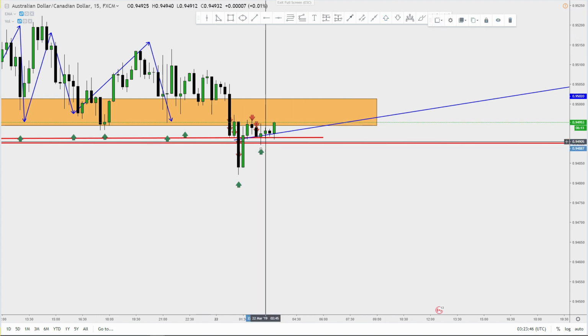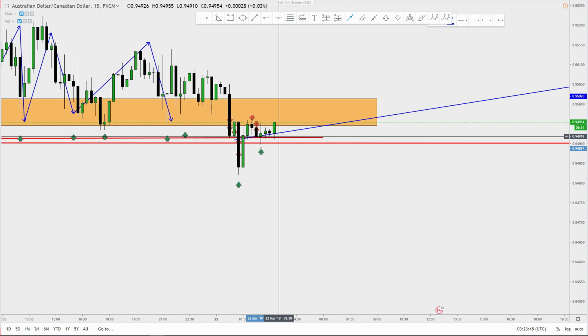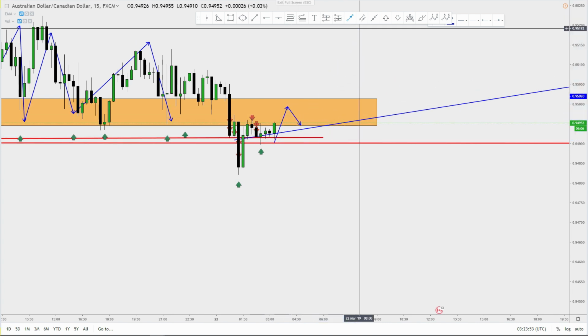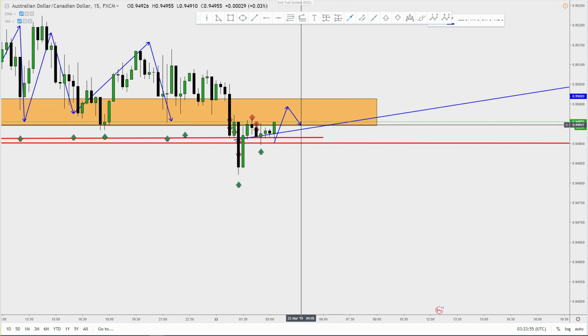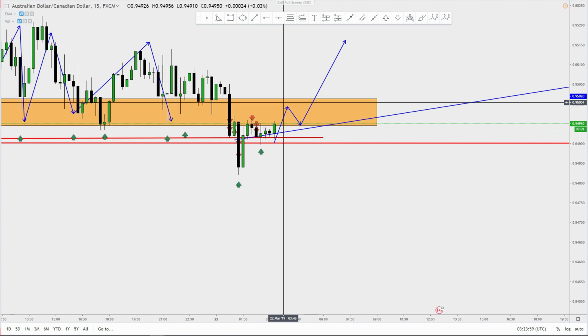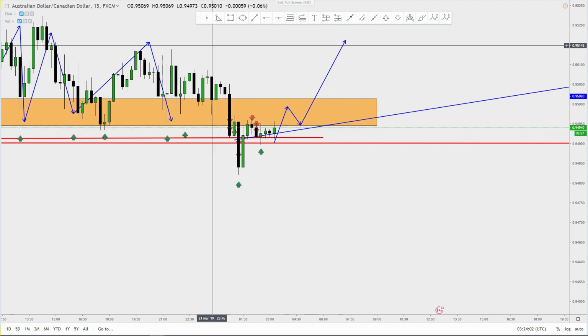If you're a little bit more conservative, you can wait until it pulls back inside and potentially retests from the other side. Obviously, sometimes you get the pullback, as we all know. Sometimes you don't get the pullback. It might just take off.